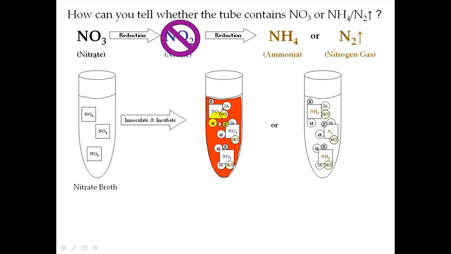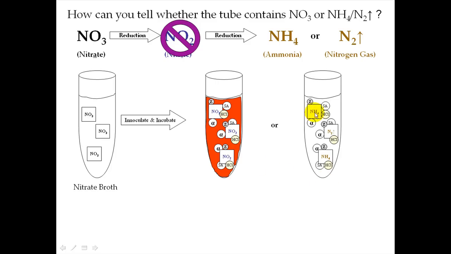So the bottom line here is that if you see a red color only after adding the zinc and the hydrochloric acid, that tells you that the bacteria you put in that tube are not able to reduce the nitrates. And the proof is that you only see the red after you add the zinc and the hydrochloric acid. So that tells you that it's not the bacteria that reduced the nitrates, it's the stuff that you added, the zinc and the HCl, that reduced the nitrates.